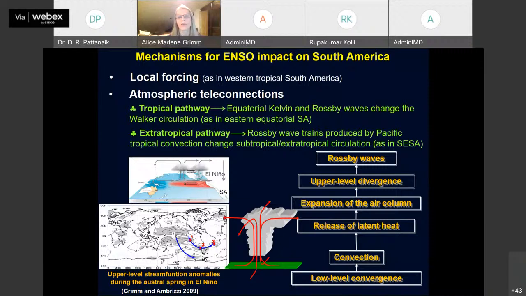through Rossby wave trains, which are produced by Pacific tropical convection, and this extratropical teleconnection changes circulation and precipitation here in subtropical South America.